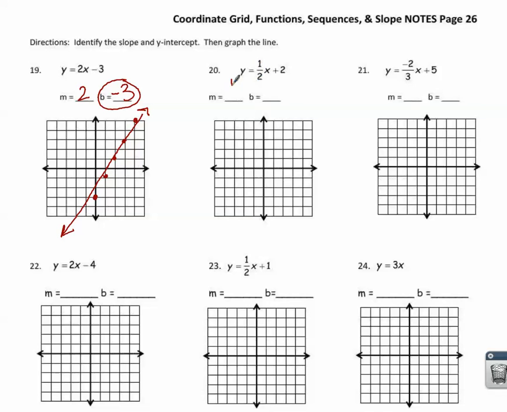My slope for y equals 1/2 x plus 2 is 1/2. My y-intercept is 2. Start with your y-intercept. That is where it crosses the y-axis. In this case, it is at 2. And then I'm going to rise 1, run 2. Or go down 1, left 2.